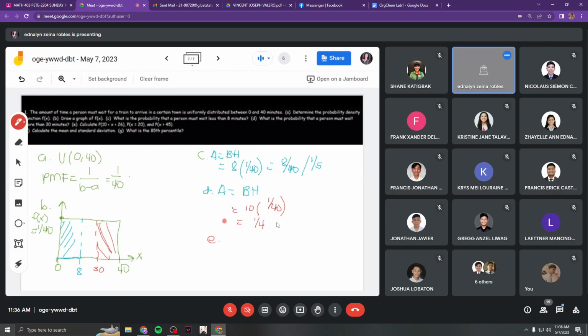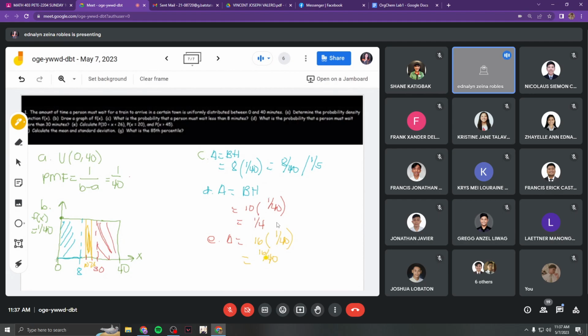Okay, so calculate the probability if the person must wait between 10 minutes to 26 minutes. So the probability of that is, for example, this is my 10 and this is my 26. So this is my region, 10 and 26. So my base is 26 minus 10 is 16 times my height, which is 1 over 40. It is equal to 16 over 40 or 2 over 5.